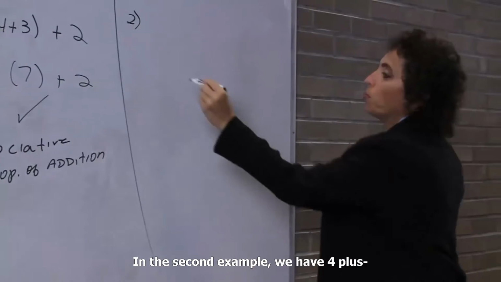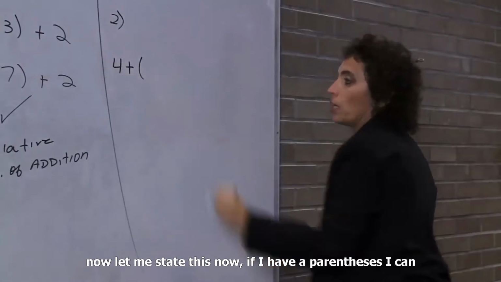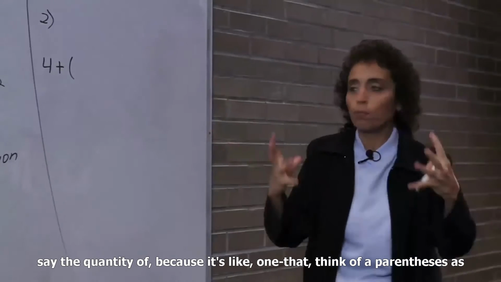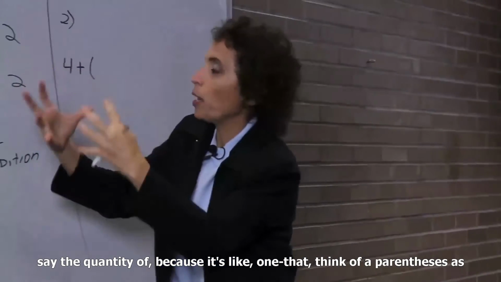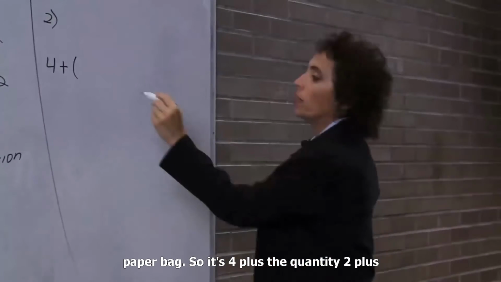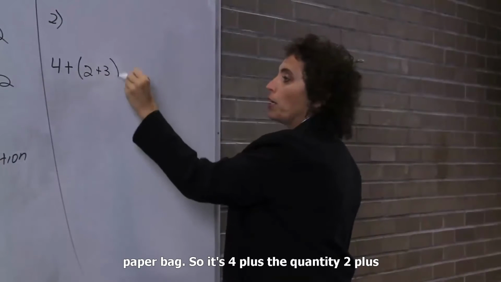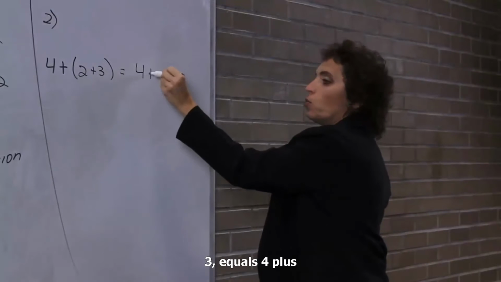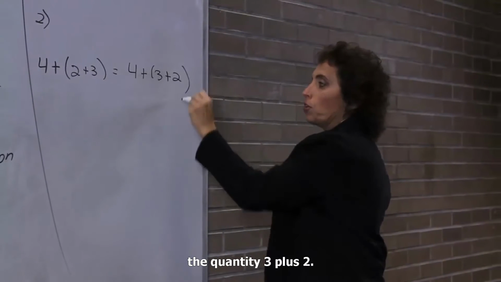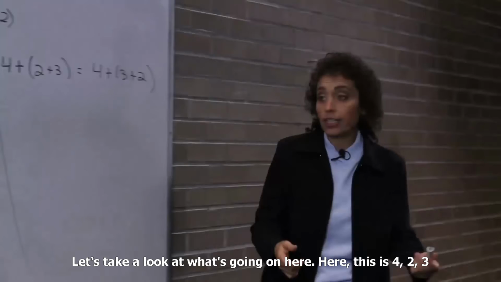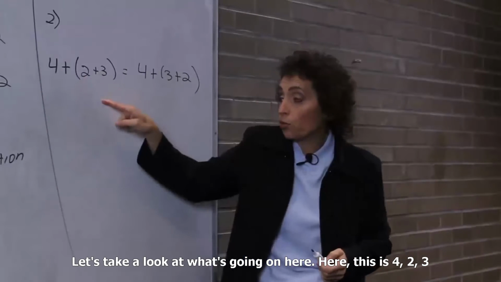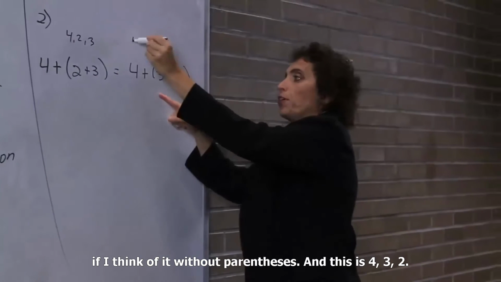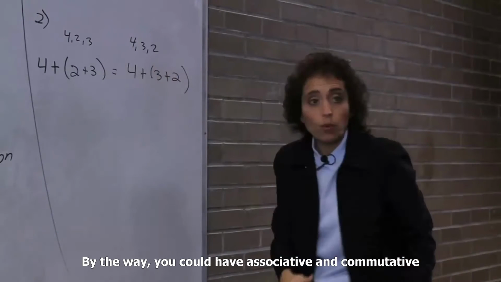In the second example, we have 4 plus. And let me state this now. If I have a parentheses, I can say the quantity of, because it's like one, think of a parentheses as a paper bag. So it's 4 plus the quantity 2 plus 3 equals 4 plus the quantity 3 plus 2. Let's take a look at what's going on here. Here, this is 4, 2, 3, if I think of it without parentheses. And this is 4, 3, 2.